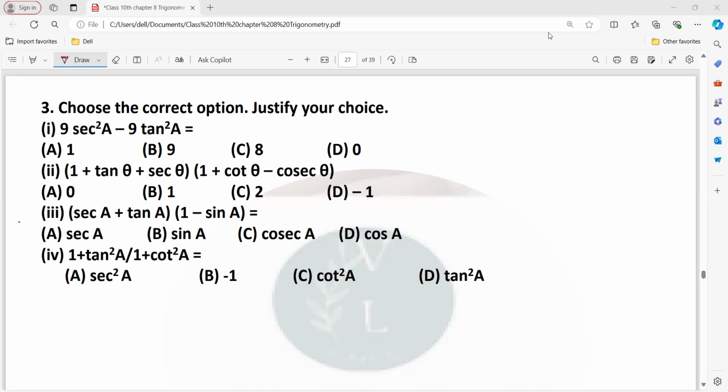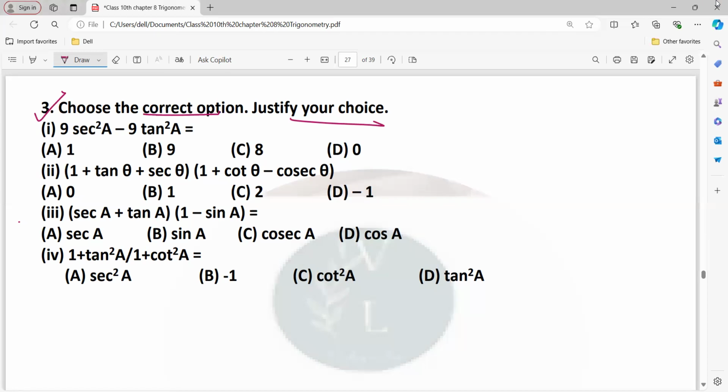So, students, in the last session, we started exercise 8.3 of chapter 8, Trigonometry, of which we have already completed question number 1 and 2. So, today we are going to start question number 3. In question number 3, we have to choose the correct option and justify your choice.